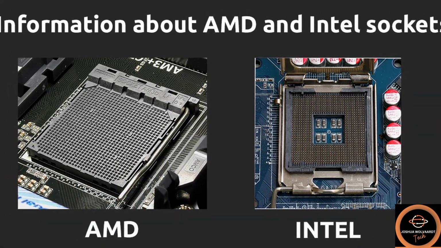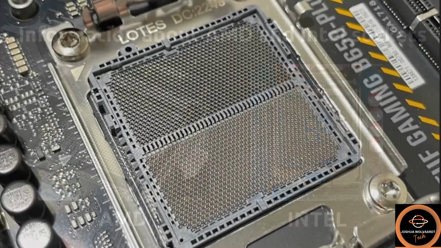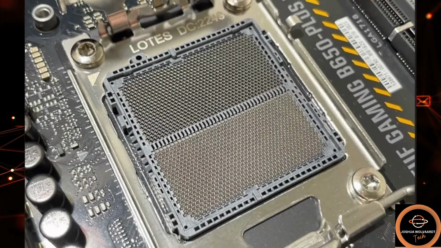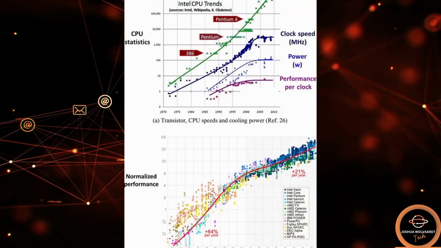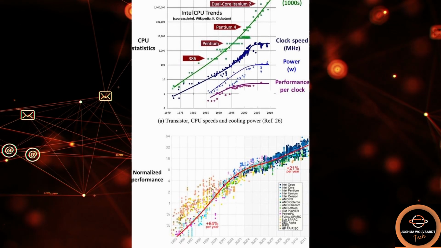Different CPUs use different sockets, so they're not universally interchangeable. Using the right CPU is vital for the overall performance of your system.